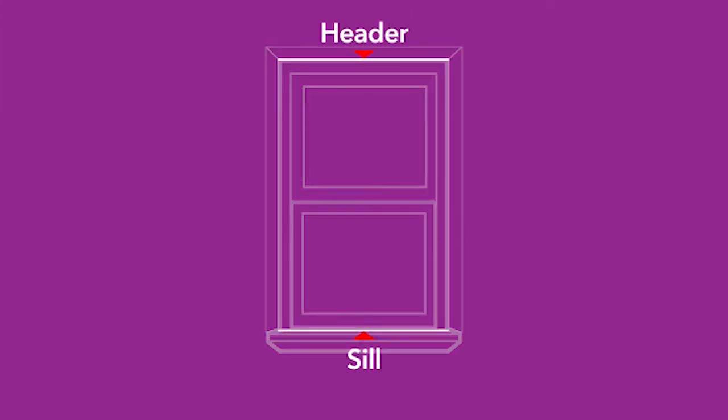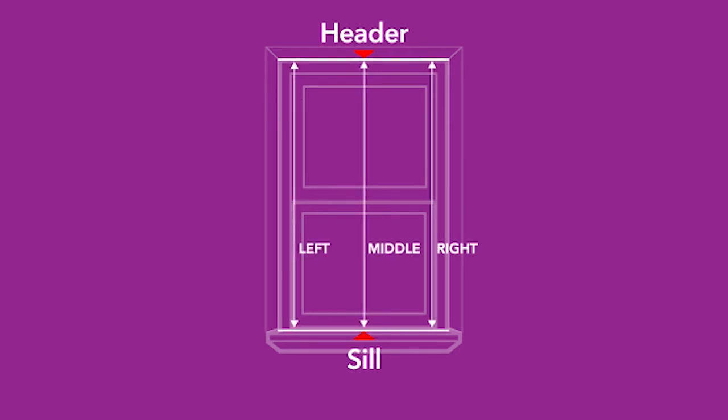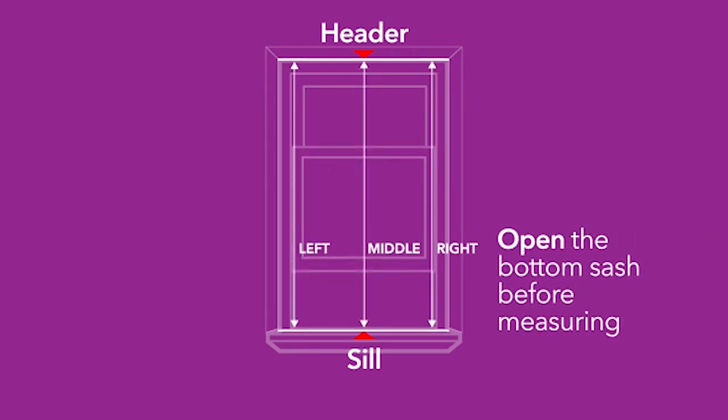Next, measure the height from the highest portion of the sill to the header, from the right side, middle, and left side. You will need to open the bottom sash before measuring height to provide access to the sill.